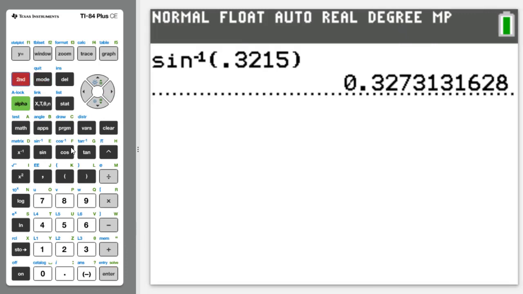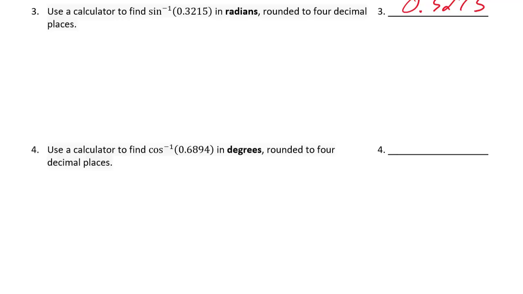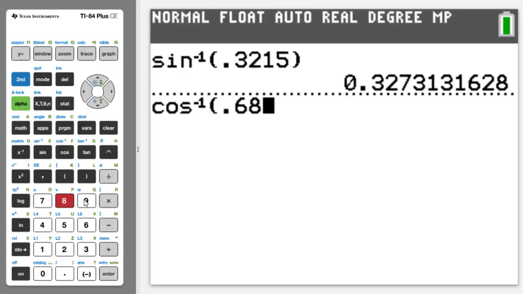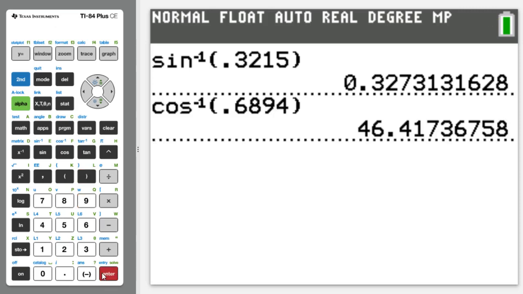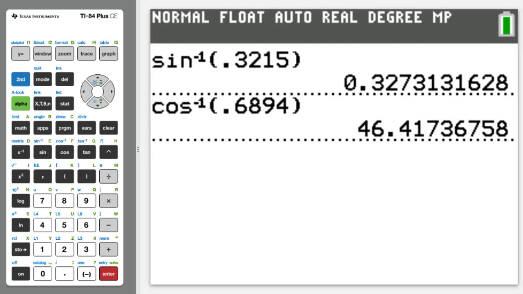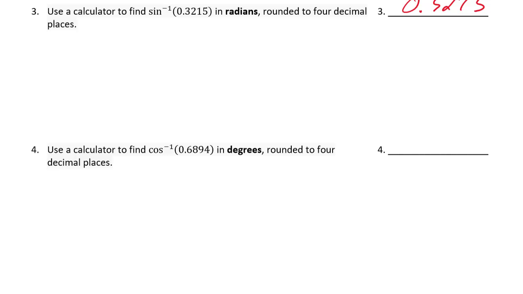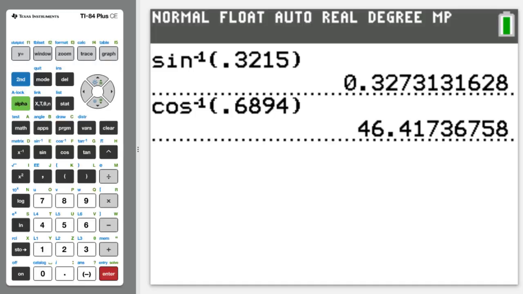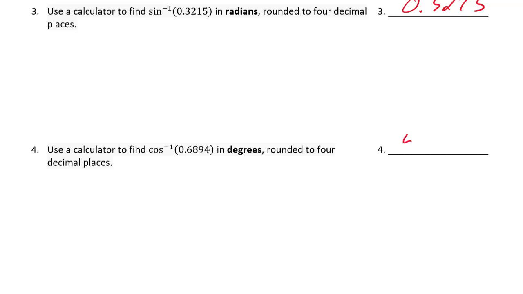Quit back out. Do the arc cosine this time, and I already forgot the ratio, 0.6894. And again, press enter on that, and it gives me 46.4174-ish degrees. So what did this say? Round to 4 decimal places, so 46.4174. And again, this time it's in degrees, so just being mindful of our notation, adding on that degrees symbol.